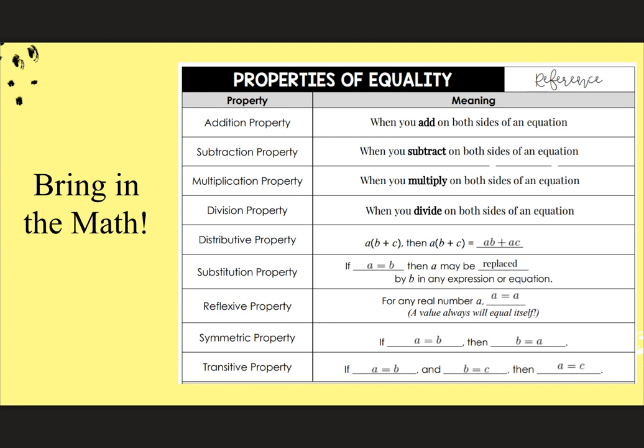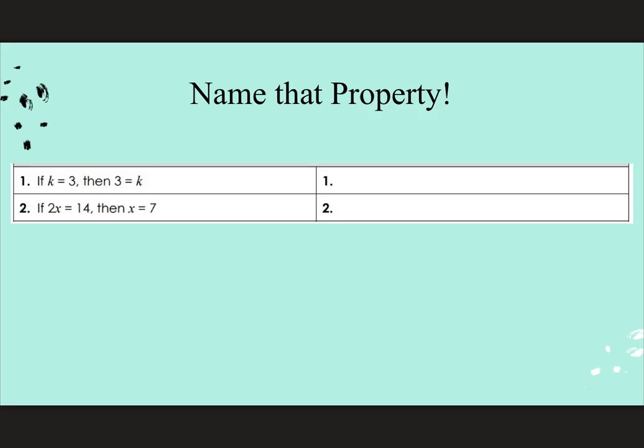It looks suspiciously like the symmetric property. Be the division property because we divided both sides. So if we name that property, if k equals 3, then 3 equals k. So if we go back to our property list and see which one that looks like, we're going to put symmetric property. And then we're going to look: if 2x equals 14, then x equals 7. So what we did here is we divided both sides by 2, right?